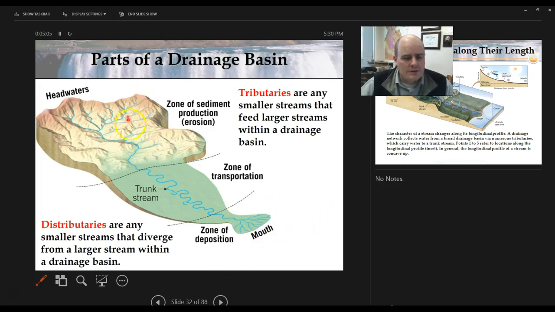And then up here is where it's kind of speeding up, in a sense. It goes all the way down to that central point to actually go to the trunk stream. So down here at the bottom where it slows down, we call this the zone of deposition. The water velocity has slowed down enough that sediment can drop out of the water because the water can't push it anymore.